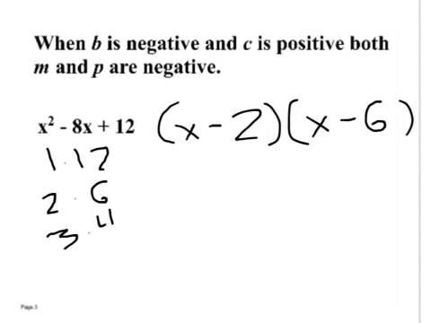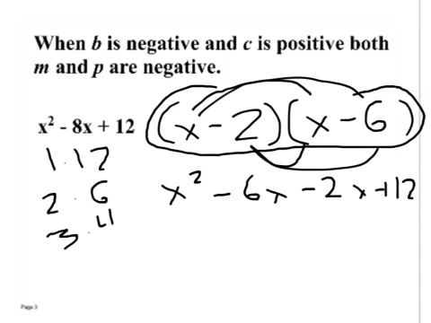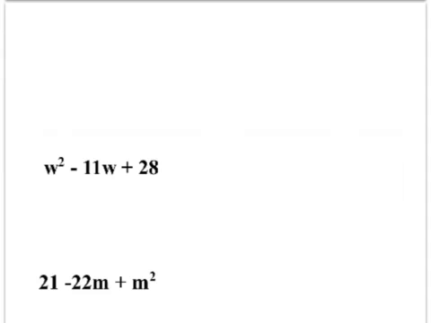If you're not for sure, go ahead and FOIL it. What's x times x? X squared. What's x times negative 6? Negative 6x. What's negative 2 times x? Negative 2x. And what's negative 2 times negative 6? Positive 12, right? Would this add up to give me x squared minus 8x plus 12? Yes. So x minus 2 times x minus 6 is my answer.